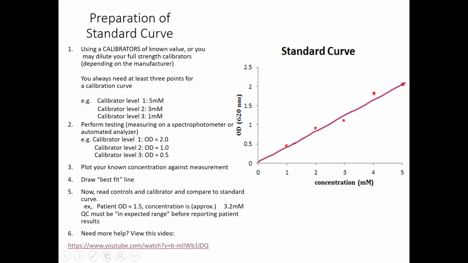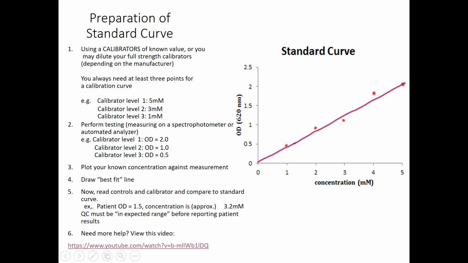So for example, level 1 had a known value. This is tested at the manufacturer, and they know for certain that there's 5 millimoles of whatever it is we're looking for in calibrator 1. So we're going to plot the millimoles that the manufacturer tells us against the optical density reading, the light that passes through, and we capture the optical density of each of these standards. So at 5 millimoles, we put a dot, and we read an optical density of 2. So we're going to plot this on the graph.